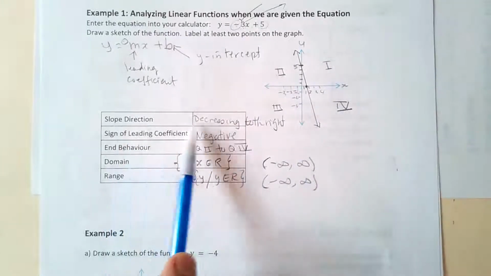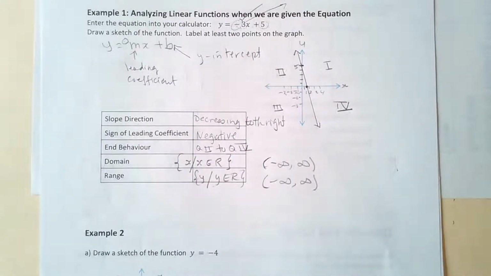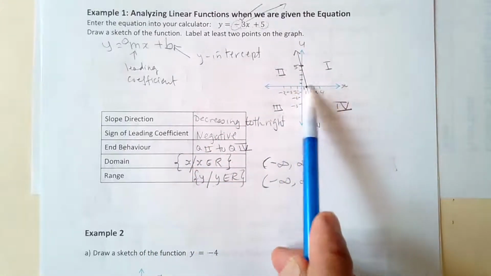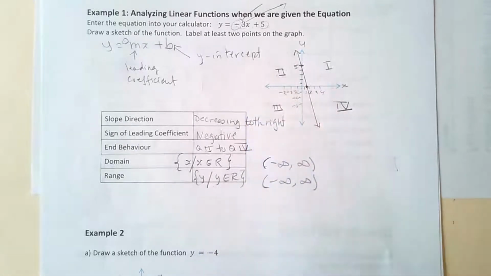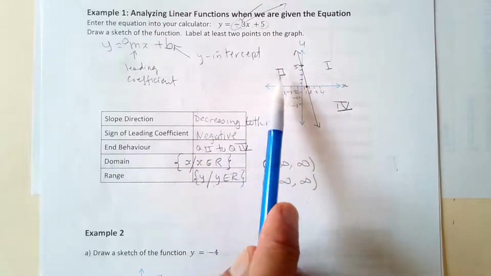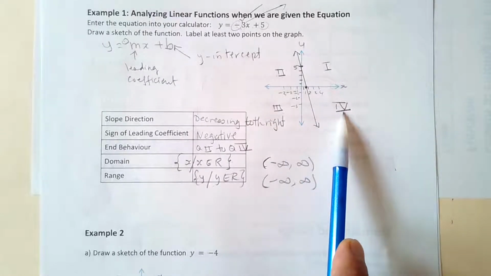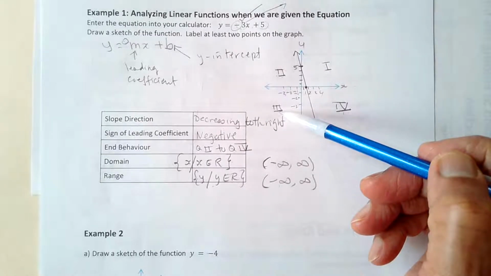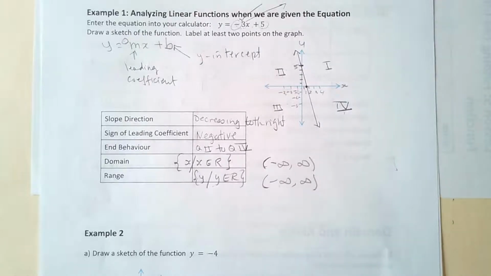So for this one here, the slope direction is decreasing. If you have a negative slope, it indicates that the function is decreasing. And by decreasing, you mean as you increase your x, the y decreases. Anytime you have a negative slope, the end behavior is from quadrant 2 to quadrant 4. If the slope is positive, then the end behavior is from quadrant 3 to quadrant 1. So be careful how you label your end behavior.